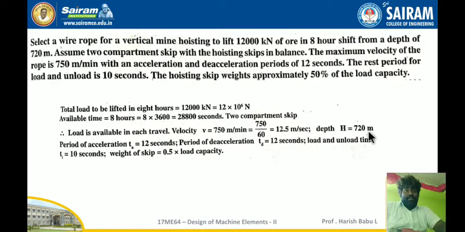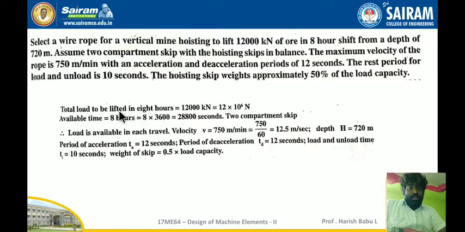So coming to the next problem, select a wire rope for a vertical mine hoisting to lift 12,000 kilonewton of ore in 8 hours shift for a depth of 720 meters. Assume 2 compartment skips with the hoisting skip in balance. The maximum velocity of the rope is 750 meter per minute with an acceleration and deceleration period of 12 seconds. The rest period for load and unload is 10 seconds. The hoisting skip weighs approximately 50% of the load capacity.